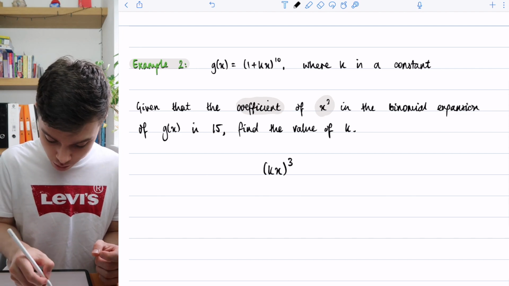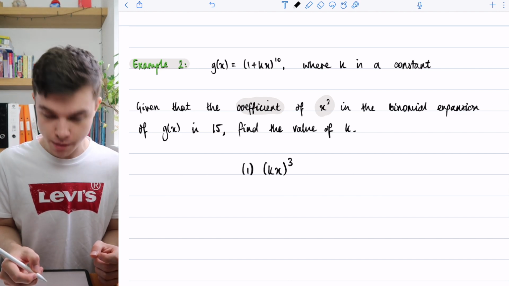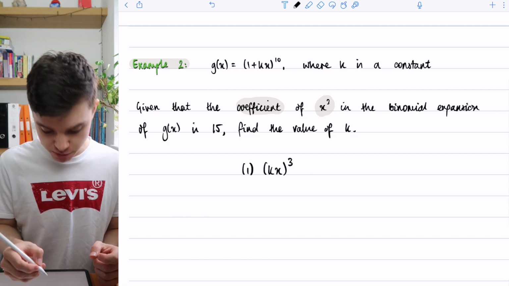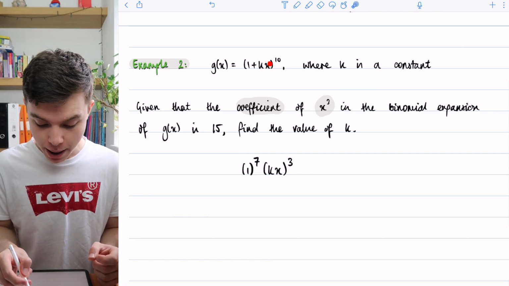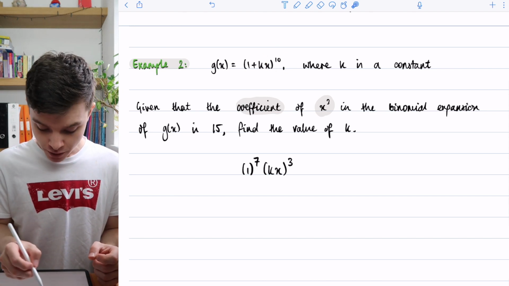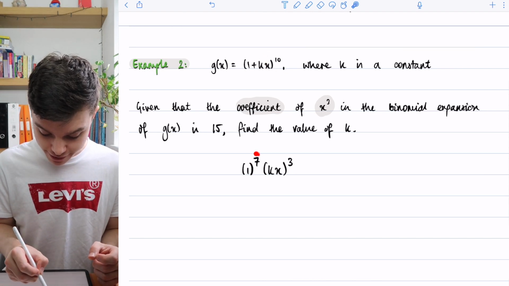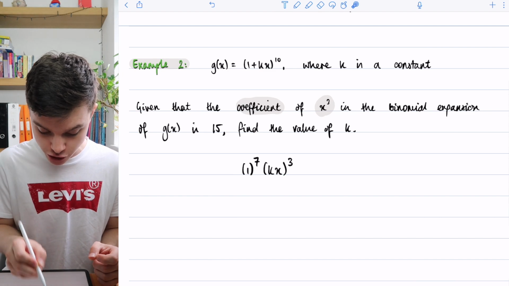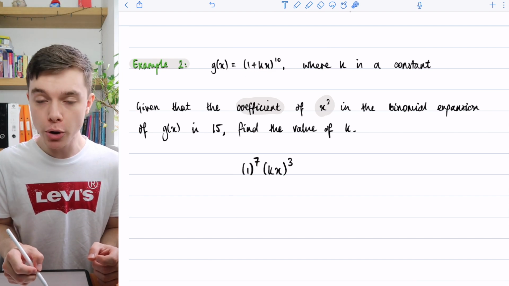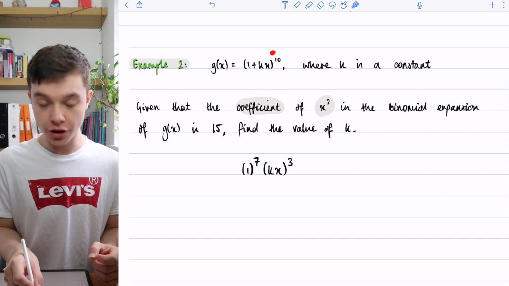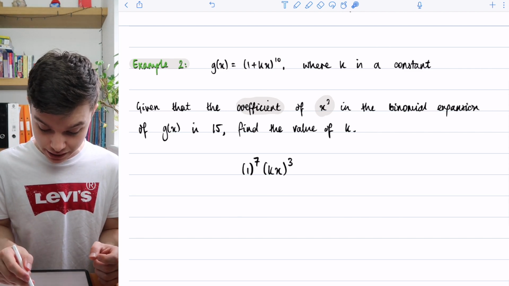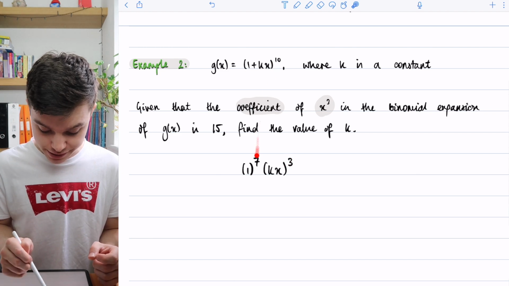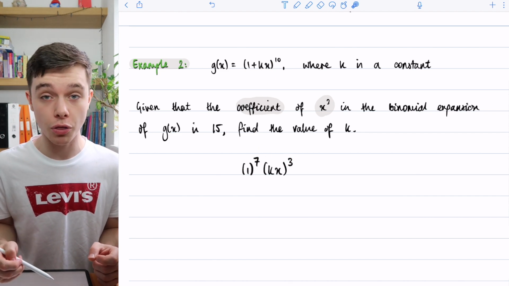So then I can work backwards and I can say the first term in the bracket, which is a 1, must be raised to a power of 7. That's because I know the power on the bracket is a 10, and so the two powers on the two terms in the bracket, the 7 and the 3, must add to the power on the bracket. So 7 plus 3 is 10. 10 take away 3 gives me the 7, so that must be the power on the 1.